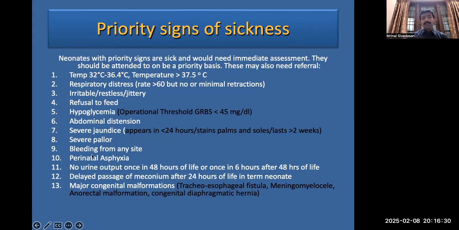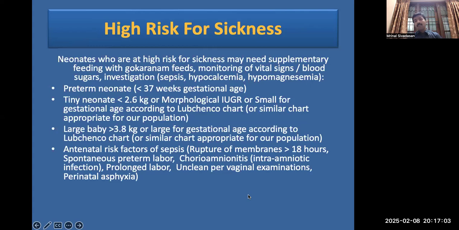And severe pallor and bleeding from any site, perinatal asphyxia, and no urine output once in 6 hours after 48 hours of life, or once in 48 hours in the first 48 hours of life. After 48 hours, if there is no urine output in 6 hours, then that is a priority sign. And delayed passage of meconium after 24 hours of life in a term baby, and major congenital malformation like tracheoesophageal fistula, meningomyelocele, aortal malformation, and congenital diaphragmatic hernia.